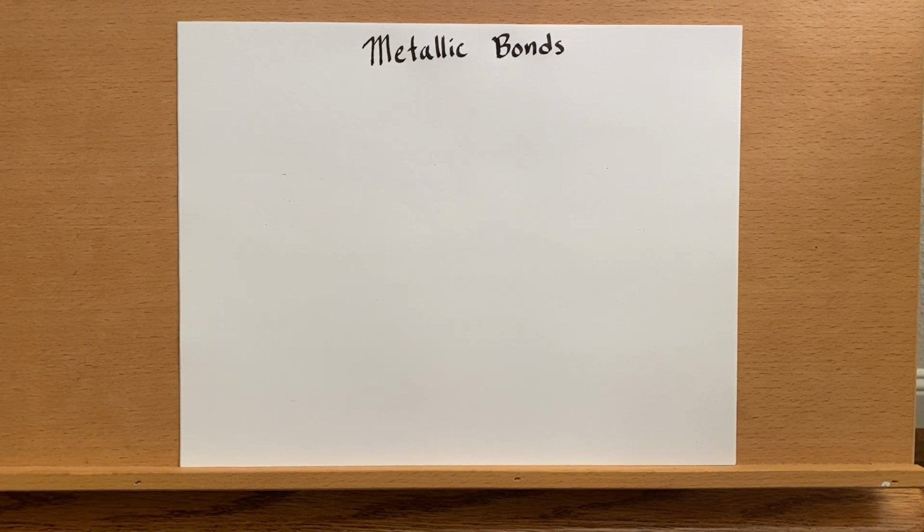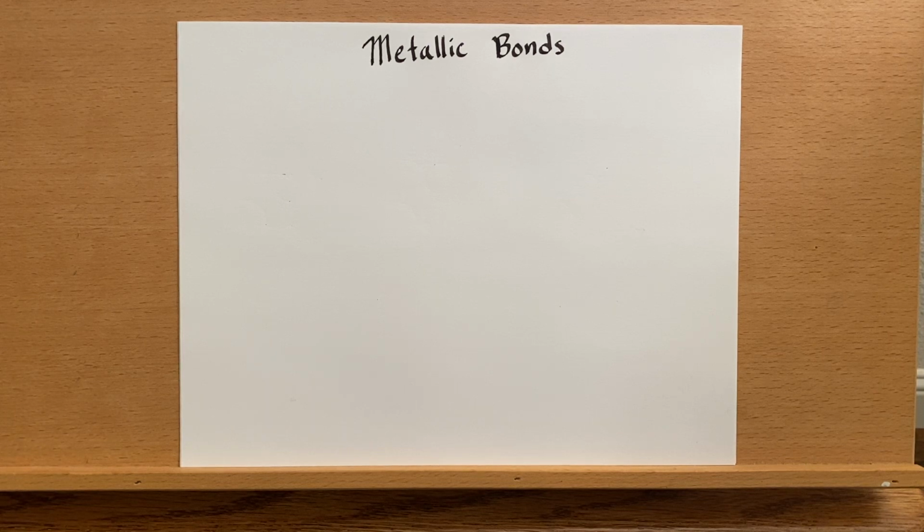Let's examine bonds between metallic elements, or metallic bonds. We're probably familiar with covalent bonds, which is the sharing of electrons, and we're also familiar with ionic bonds, which is where an electron is transferred to another element. But metallic bonds are a little different, and they have their own particular properties, properties that we're familiar with and are quite useful in metals.